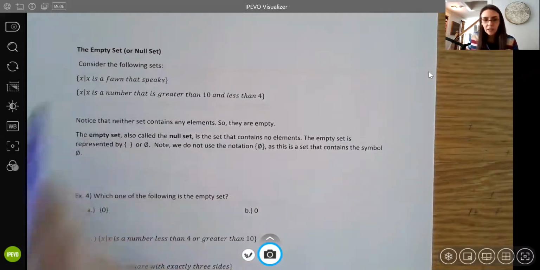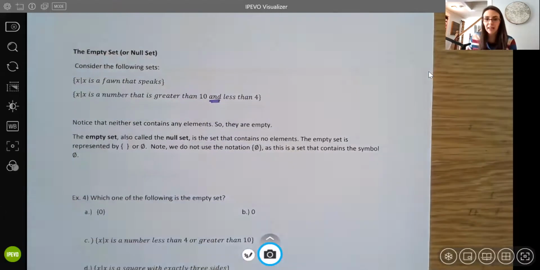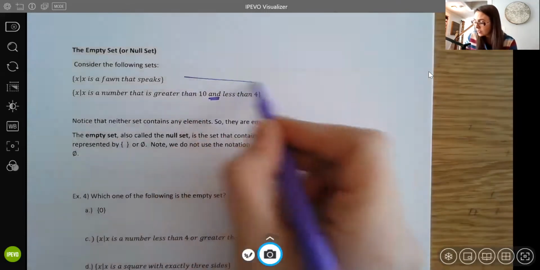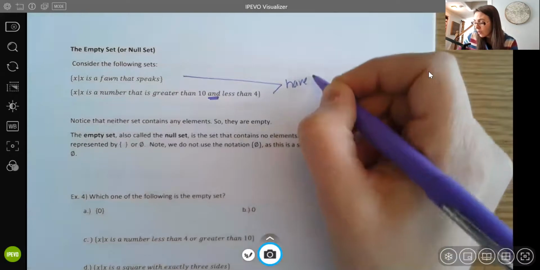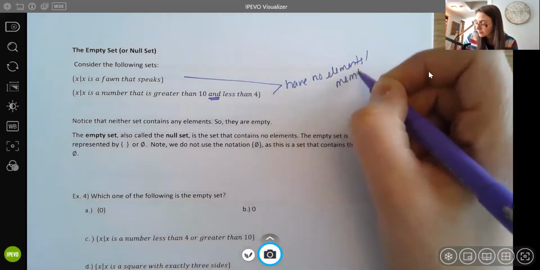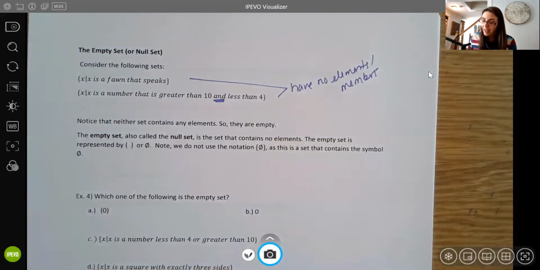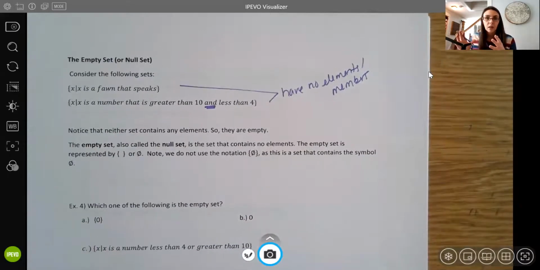Or this one here, X, such that X is a number that's greater than 10 and less than 4. So I have an and there. So do I have a number that is greater than 10 and also less than 4? No, I can't think of any numbers that fit that description. So these two sets have no elements or members. So neither set contains any elements, so they are empty. So we say that these sets are the empty set or the null set.